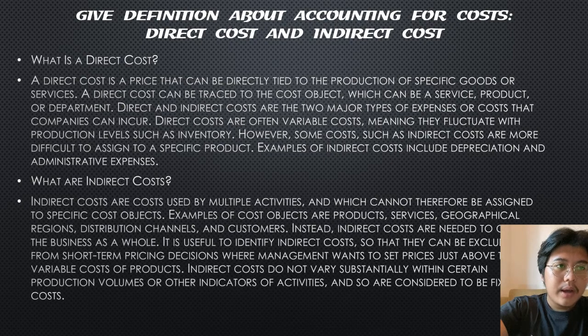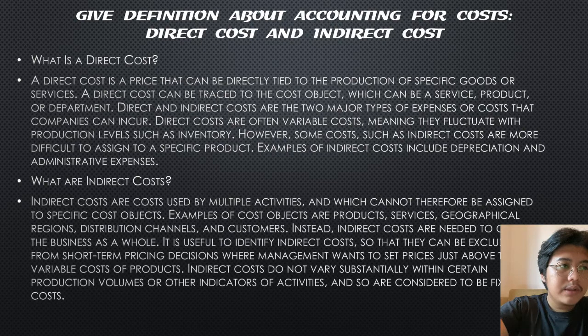A direct cost is a price that can be directly tied to the production of specific goods or service. A direct cost can be traced to the cost object, which can be a service, product, or department. Direct and indirect costs are the two major types of expense or costs that a company can incur. Direct costs are often variable costs, meaning they fluctuate with production levels such as inventory.